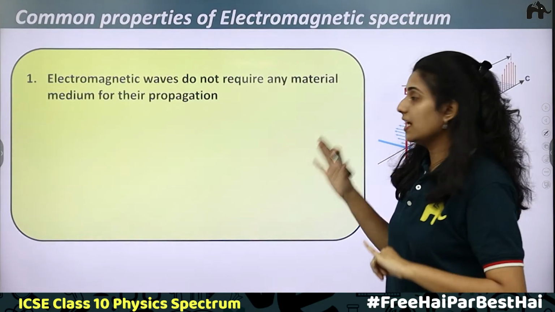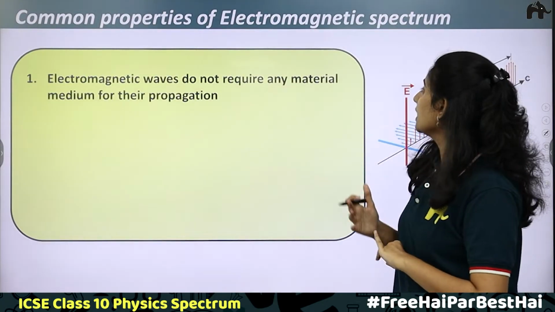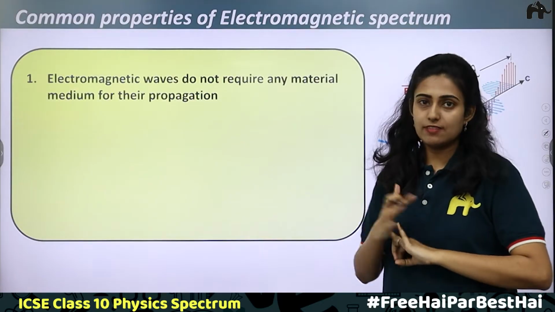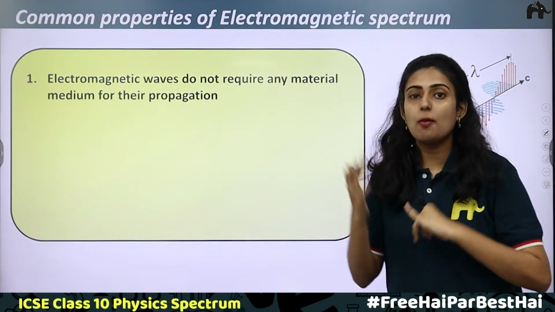Clear? We have to study some common properties of the electromagnetic spectrum. That is, we have studied 7 different waves. What is common in them? What are the common properties in them?